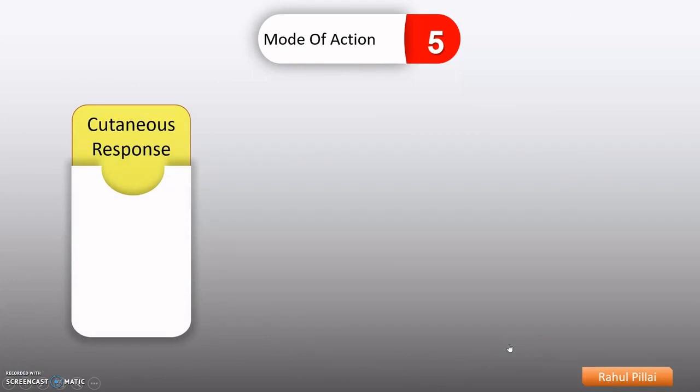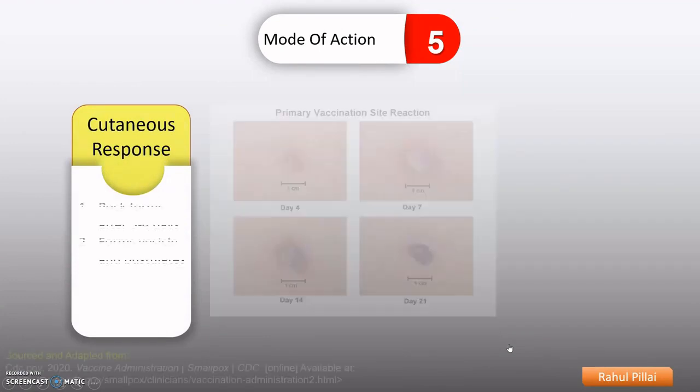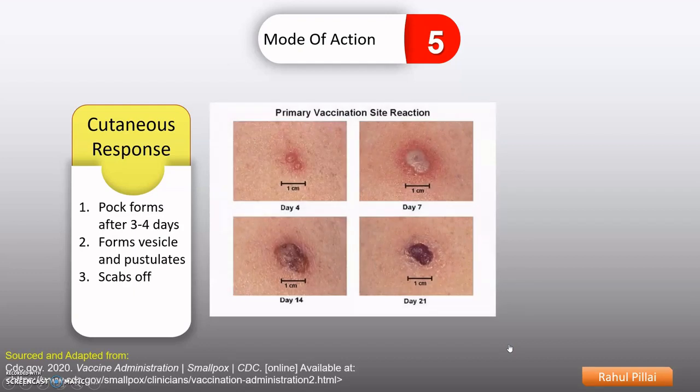After successful primary vaccination, a pock forms at the vaccine site 3 to 4 days post-vaccination. This pock then forms a vesicle and pustulates. The pock reaches maximum size 8 to 12 days post-vaccination and scabs off. A lack of viremia after vaccination has been reported, suggesting that the infection remains localized to the site of vaccination.